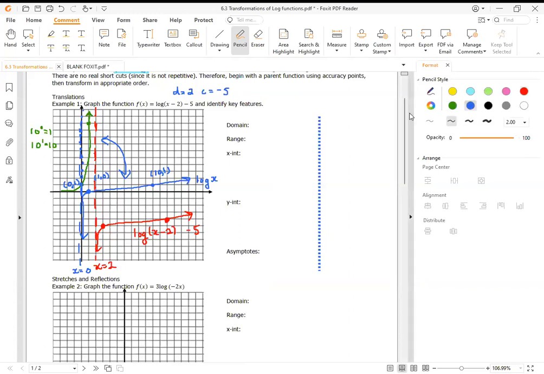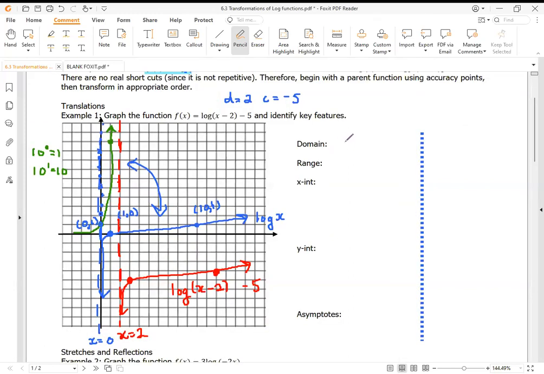What was the domain of the original? x could be any real number as long as x is greater than 0, right? For the exponential, you couldn't have a y value of 0 and below. For the logarithm, you can't have an x value less than or equal to 0.